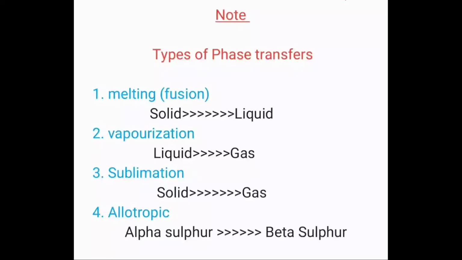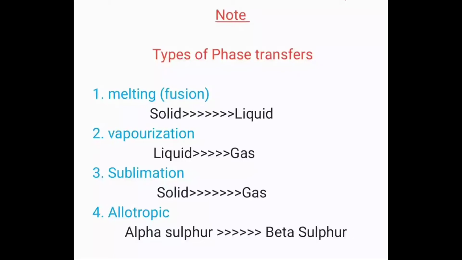Now the third phase transfer is sublimation. In sublimation, solid phase directly converts into the gaseous phase. Note here, solid phase directly converts into the gaseous phase. It is known as sublimation.